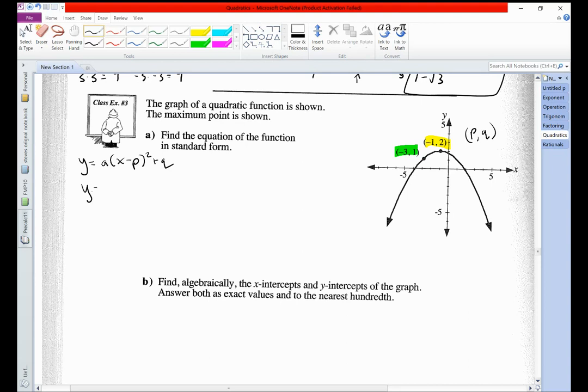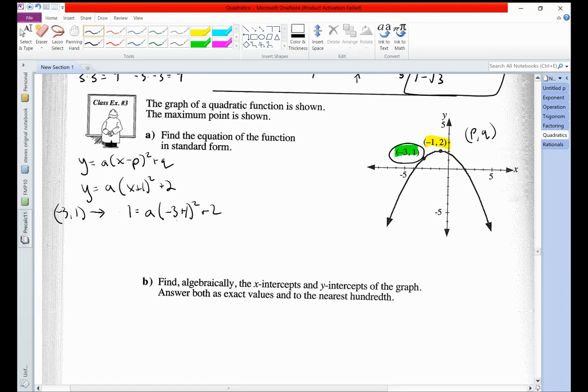So we can say y is equal to a, and then we should have x, that negative 1 becomes plus 1, squared, and q is plus 2. And now to solve for a, we have to plug in that second point that we know in for x and y. So we can plug in the point (-3, 1), and our equation becomes 1 = a(-3 + 1)^2 + 2. And we can solve for a.